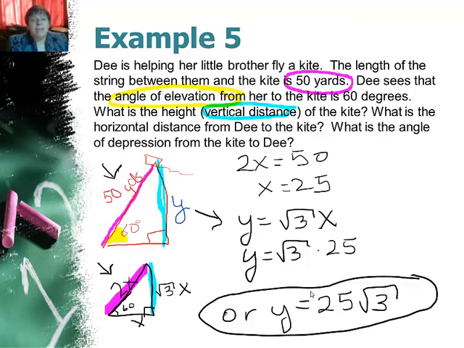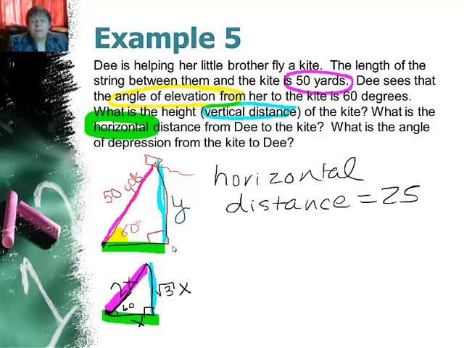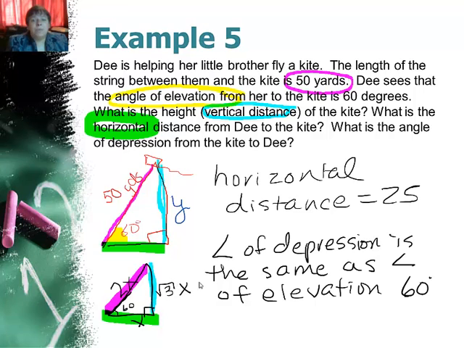Finally, I need to know also the horizontal distance. Well, I already solved for x, right? So we figured out that was 25. So the horizontal distance is 25, all right? And then the angle of depression is the same as the angle of elevation. So since the angle of elevation here is 60, then the angle of depression is 60 degrees.